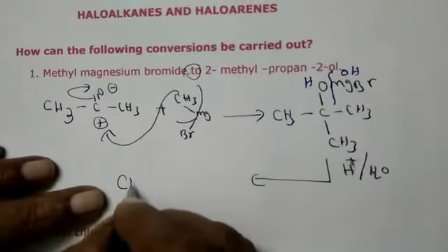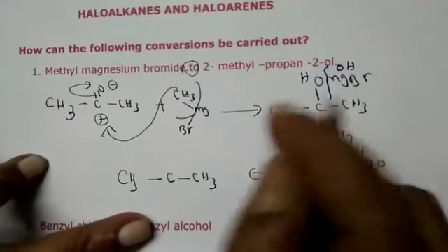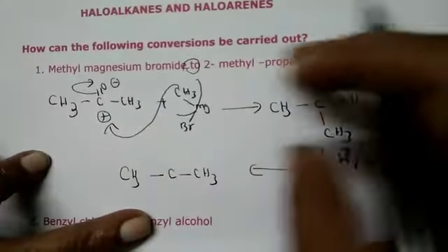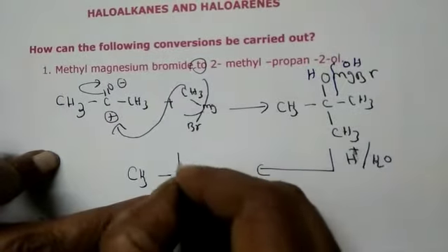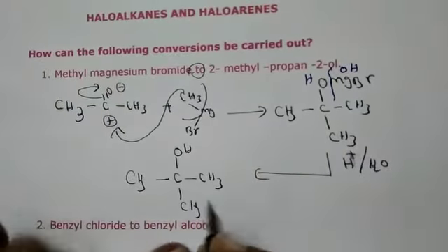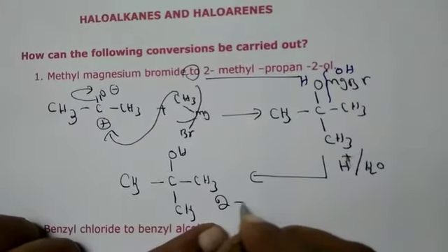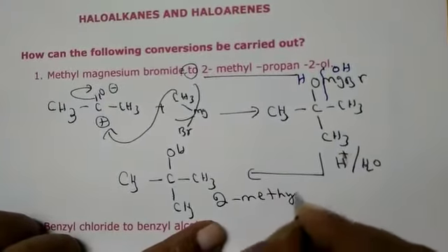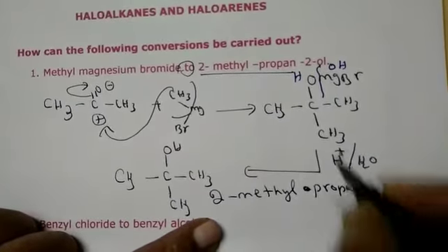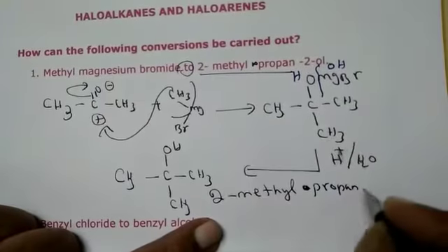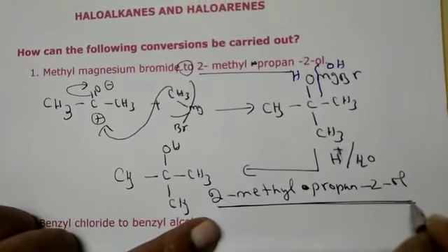Let me write the product, CH3, CH3. Whenever you are writing in organic chemistry, whatever pattern you have started, follow the same thing. It is easy for the correction and for you also. So now this is the product. What is the name of the product? From here I can write 2-methyl propan-2-ol. You should not write the hyphen here. So this is the product what I want.